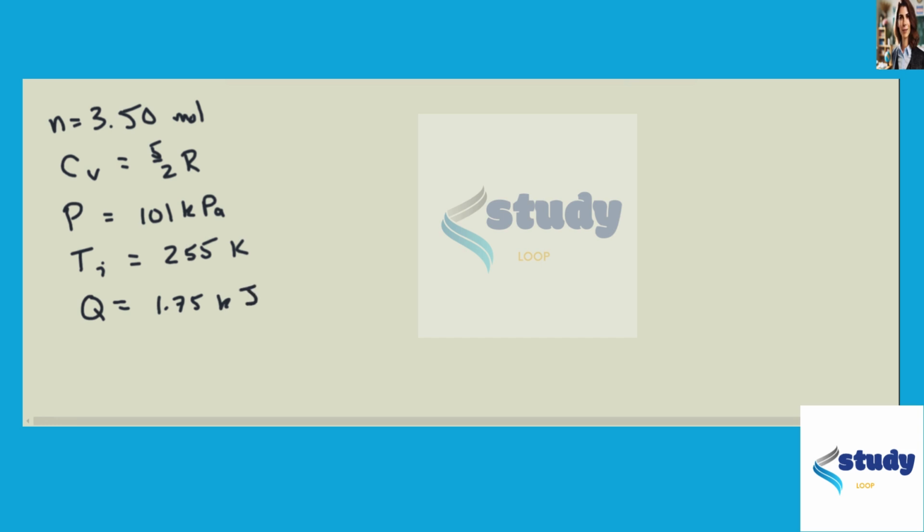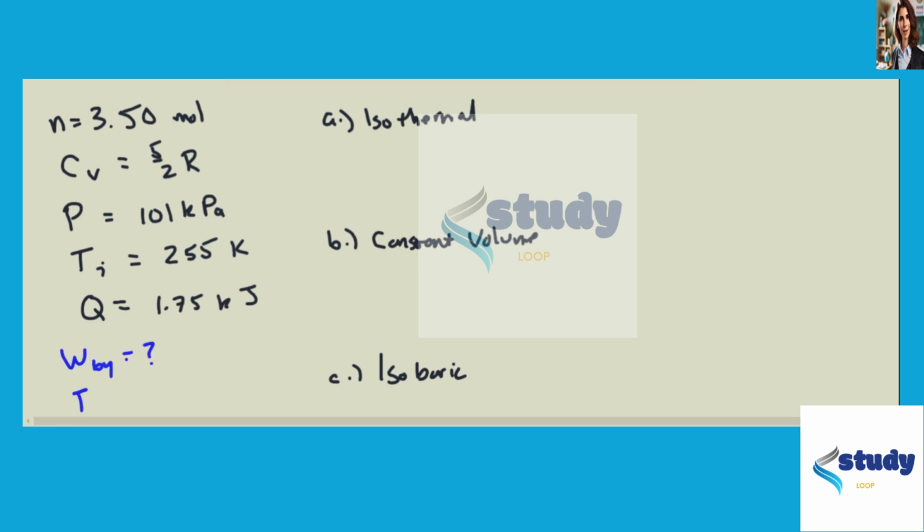One is through an isothermal process. Another is through an isochoric, or constant volume, process. And the other one is through an isobaric process. And we want to know what is the work done by the gas and what is the final temperature of the gas. Always remember, work done by the gas is just minus work done on the gas.